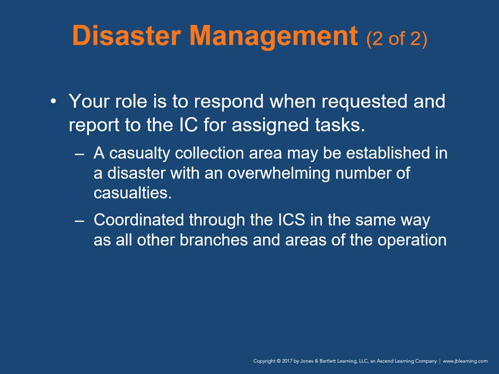In a disaster with an overwhelming number of casualties, area hospitals may decide they cannot treat all patients in their facility or facilities. They may mobilize medical and nursing teams with equipment, and if the situation requires using a facility such as a warehouse near the disaster scene, the nursing teams will set up a casualty collection area to perform triage, provide medical care, and transport patients to the hospital on a priority basis. If a casualty collection area is established, it will be coordinated through the ICS in the same way as all other branches and areas of the operation.